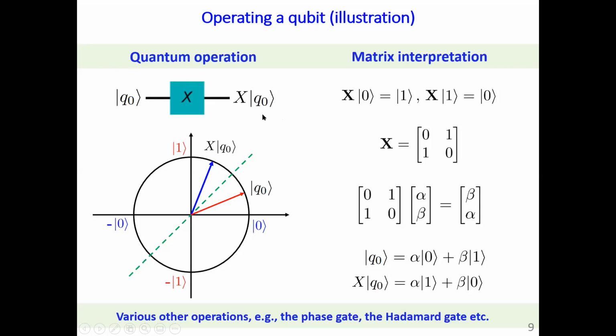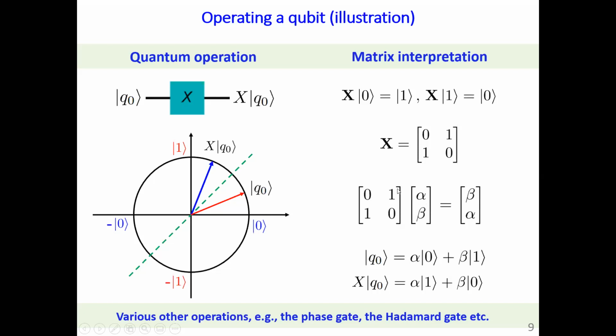state. Graphically, we can see on this graph that if we put the x-axis as the 0 state and the y-axis as the 1 state, what this gate does is flip the initial state from one side to the other side to get the final state. And this operation has a matrix interpretation. If we find the matrix representation of this operator in the basis of 0 and 1, this would be the matrix that corresponds to this operator.